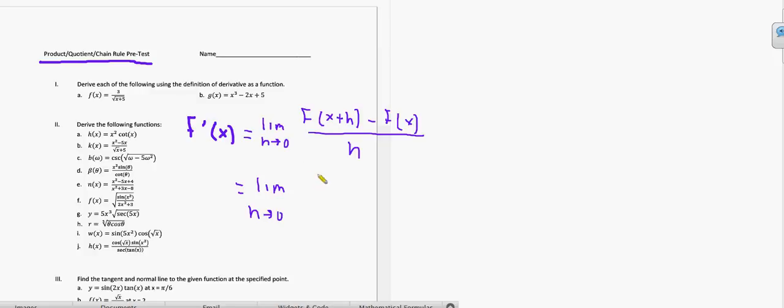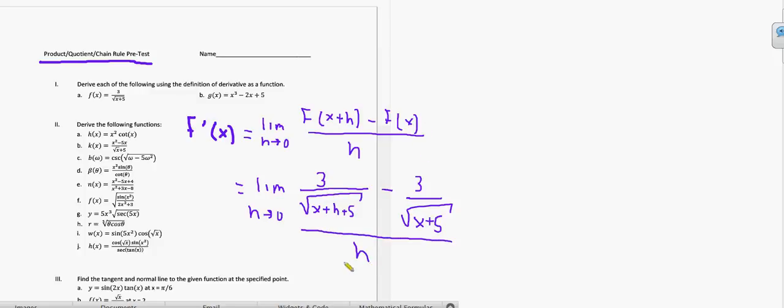f of x plus h would be 3 over the square root of x plus h plus 5, minus 3 over the square root of x plus 5. That's f of x plus h right here, minus f of x right here, and all of that is over h. Now we need to simplify this. Again, our goal is to try to plug in 0 for h. When you do that here, we're going to get 0 over 0, which is always the case with definition of derivative.